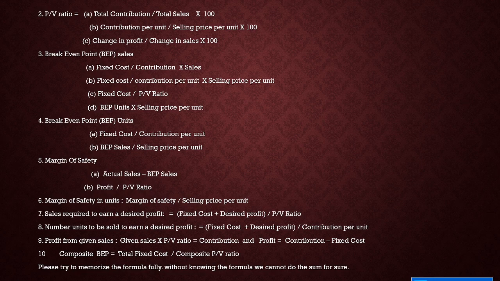Next, composite BEP. The total fixed cost divided by composite PV ratio will give you composite BEP. Okay. Now, so these are the list of formulas. So you must be thorough with these formulas. Without knowing the formula, we cannot work out the sums. Please make sure, without knowing the formulas, it is very difficult to work out the sums.